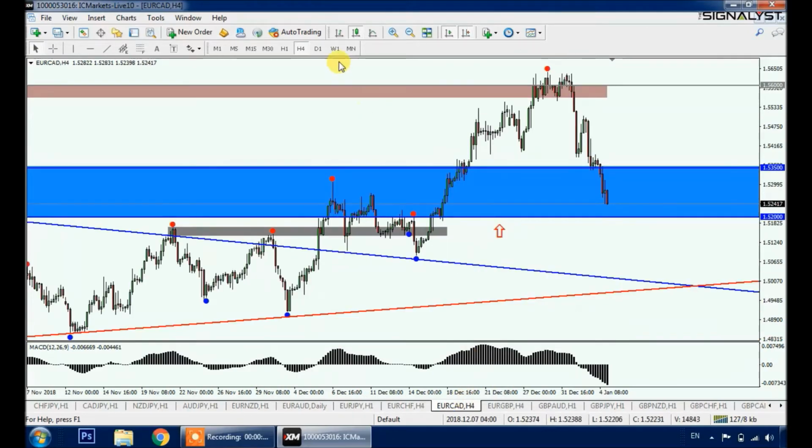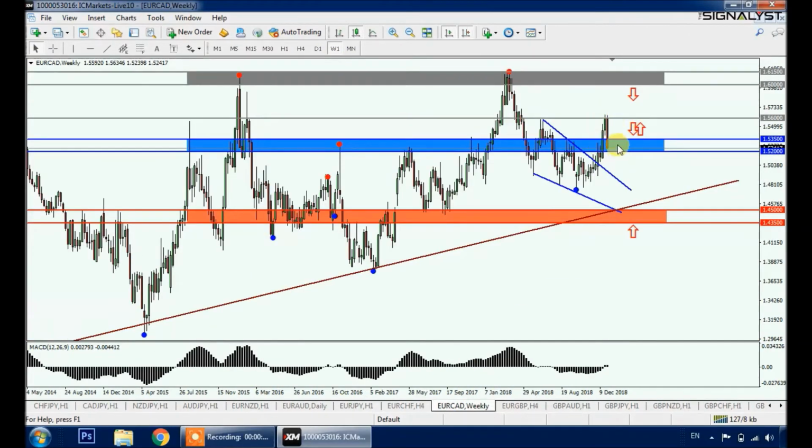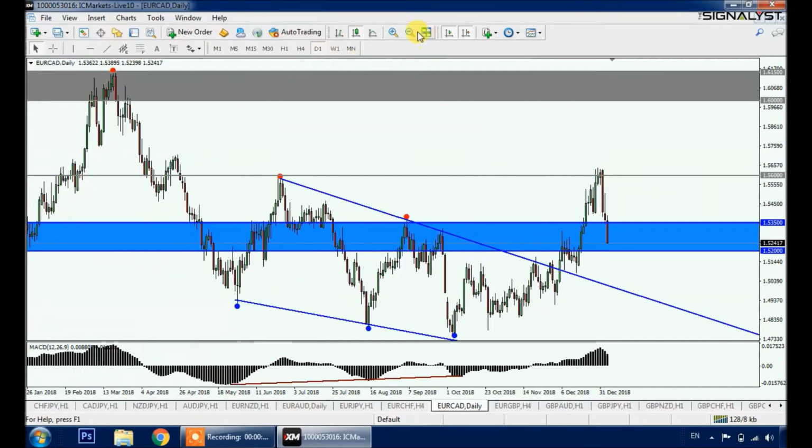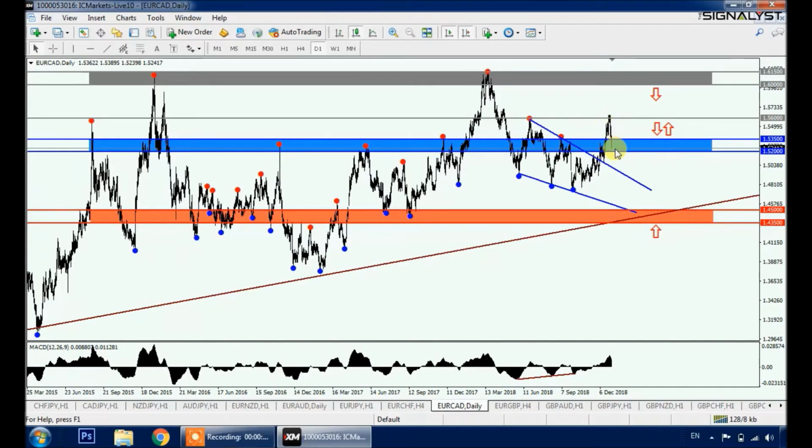Euro CAD, we have a big momentum candle on weekly, as you can see, a very strong one, as we don't have a wick from the downside. On daily time frame, you can see it's retesting this rejection area in blue, found objectively 1, 2, 3, 4, 5 touches, a very strong one.